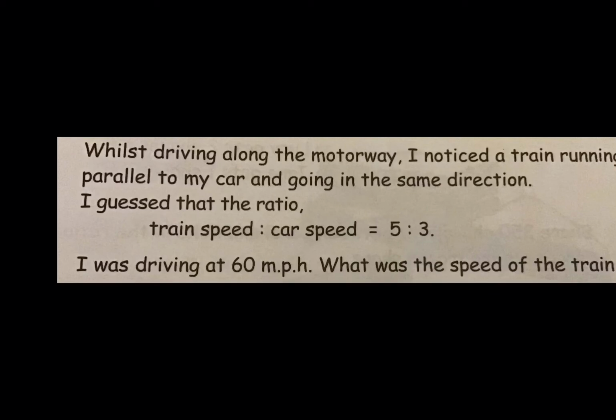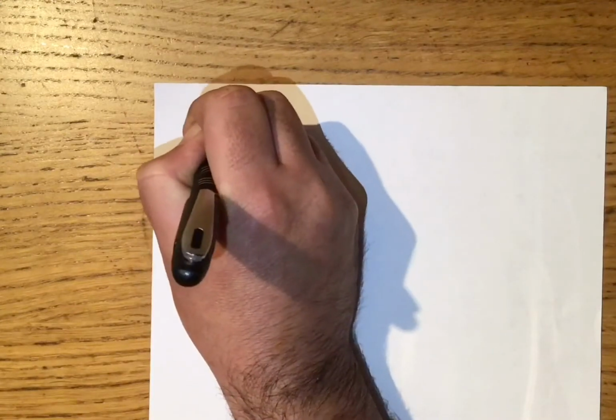Second example is this. Whilst driving along the motorway, I noticed a train running parallel to my car and going in the same direction. I guess that the ratio train speed to car speed is 5 to 3. I was driving at 60 miles per hour. What was the speed of the train? The ratio is 5 to 3.